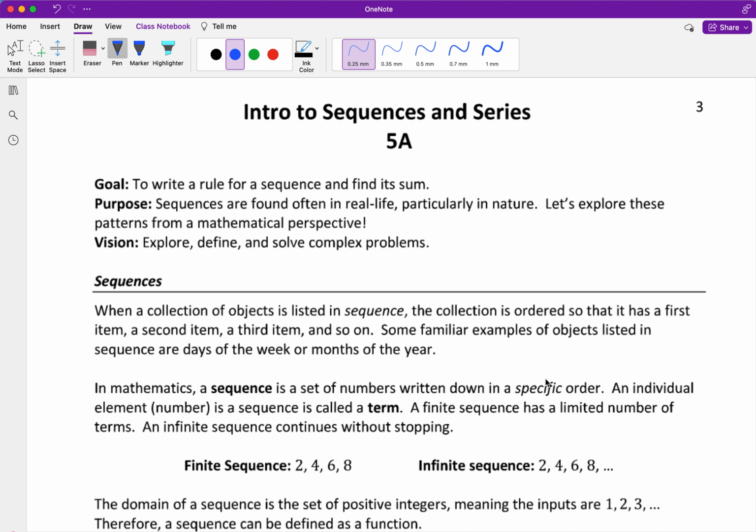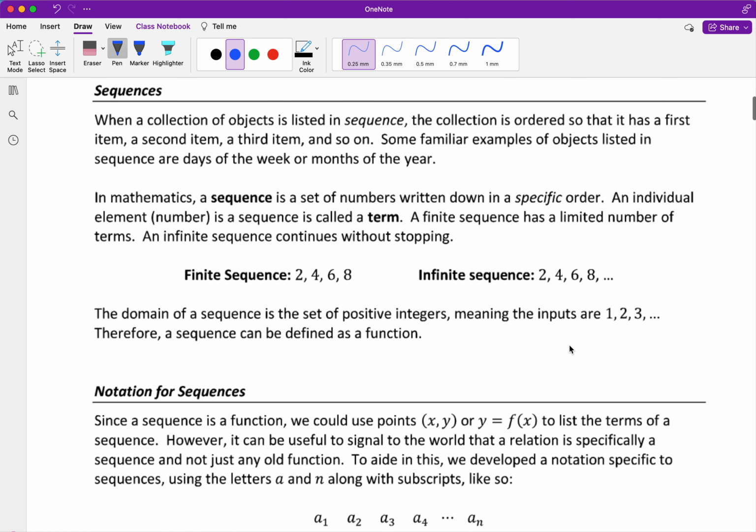All right. So sequences, some sort of order involved. In math, that's going to be a set of numbers that are written down in some sort of specific order, and they most likely follow a very specific pattern. Each individual number inside of one of these sequences is called a term, and we refer to them as like the first term, the second term, the third term, the eighth term, things like that.